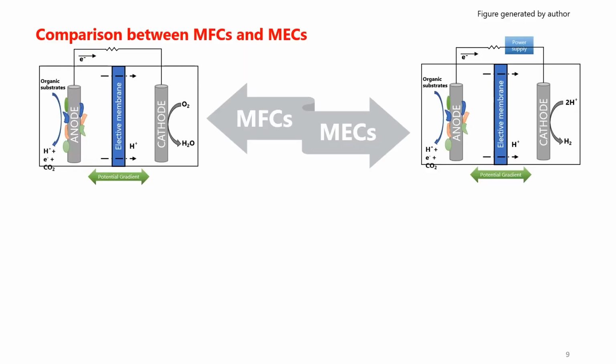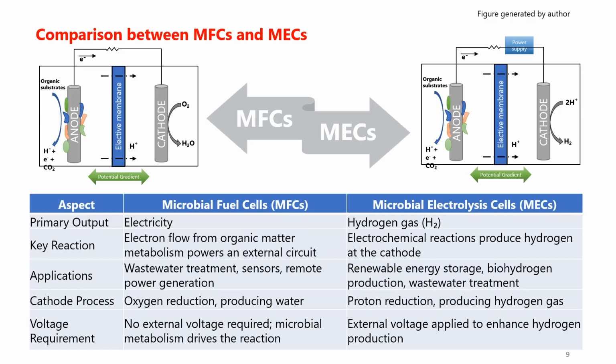So, here you can see a diagram where in the anode you can see the organic substrates are getting converted into energy, and then here the anode is all lined up or layered with microbes, and there is a selective membrane in both the cases. Now, let us look into the differences or similarities between them. So, if you look into the primary output of MFCs, it is electricity, but in the case of microbial electrolysis cells, it is hydrogen gas, you can see over here.